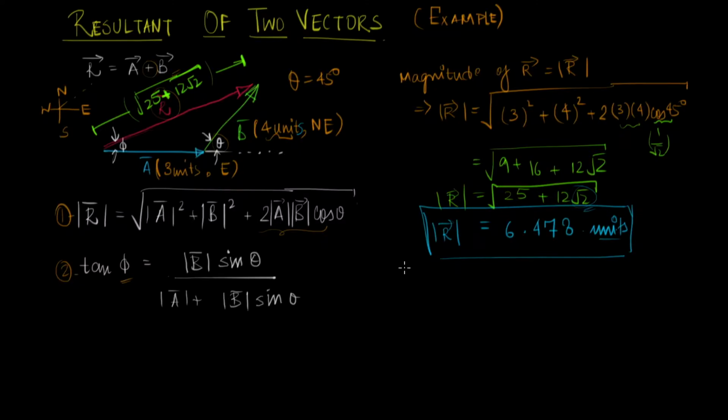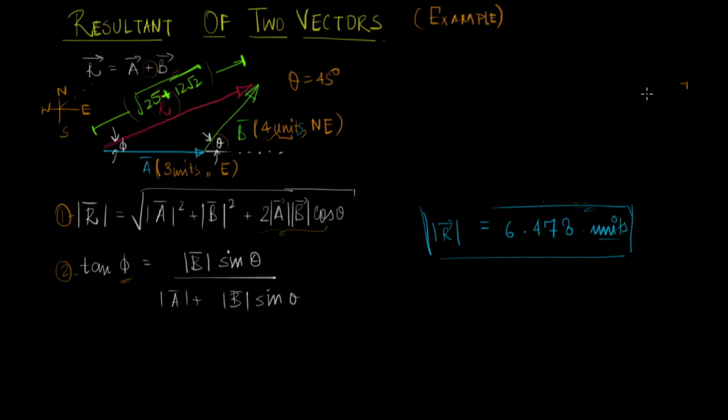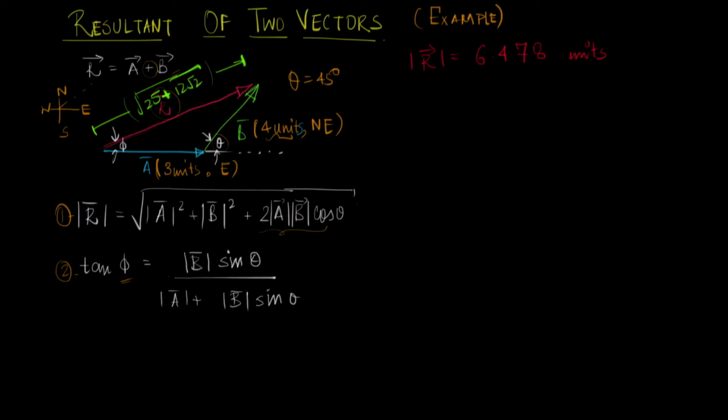And the more interesting part turns out to be, may I just get rid of this for the moment? I can do that. Let me just write it again. So the magnitude of R turns out to be 6.478, well, that's an approximate value, units. So that's what we evaluated so far using 1.